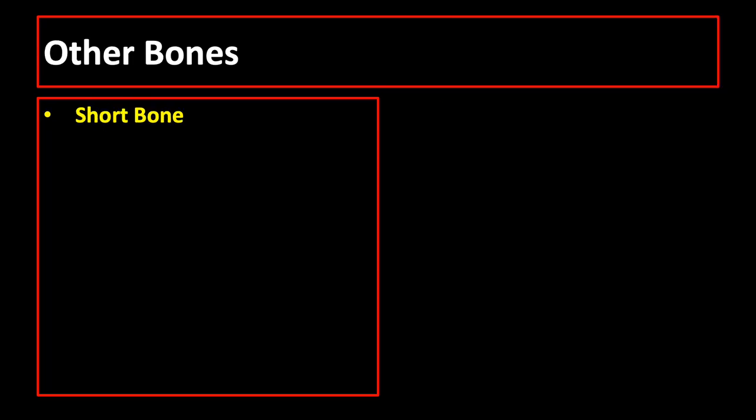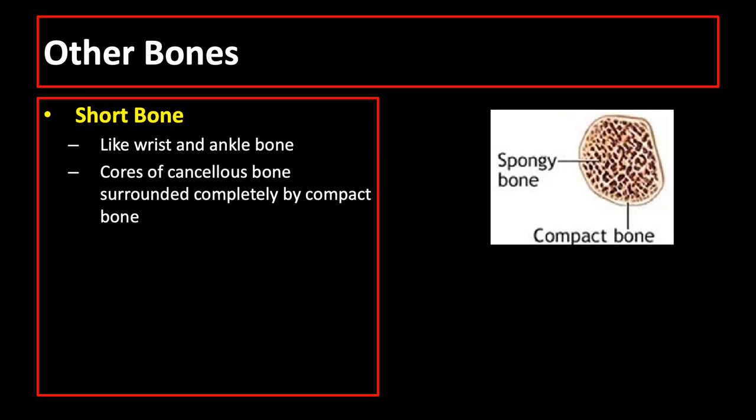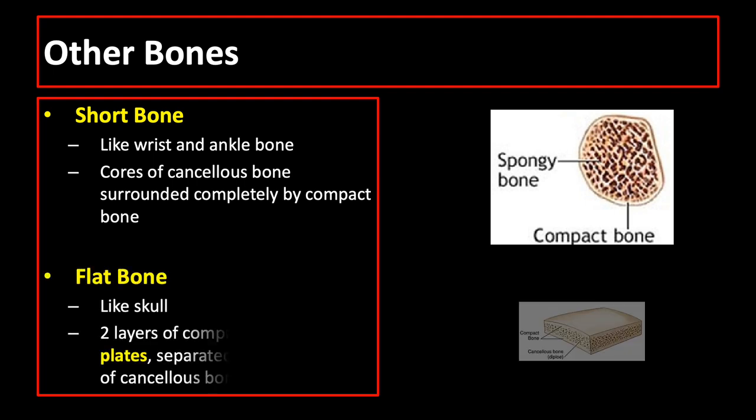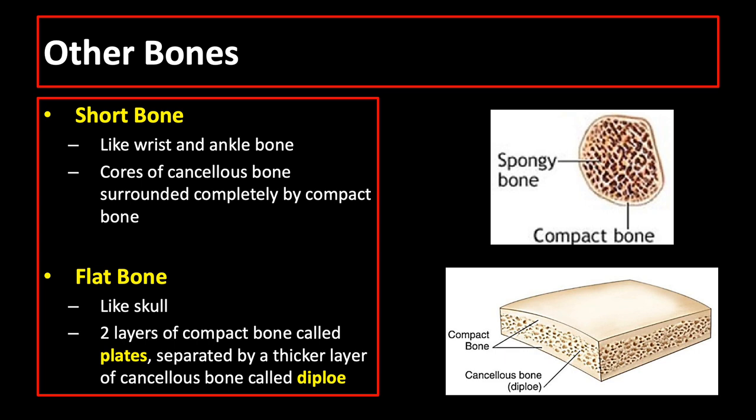For short bones, like wrist and ankle bones, there are cores of cancellous bone surrounded completely by compact bone. And for flat bones like the skull, there are two layers of compact bone called plates separated by a thicker layer of cancellous bone called diploe.